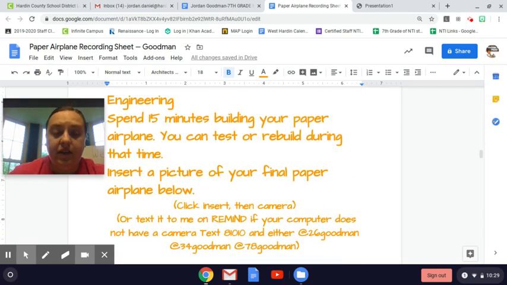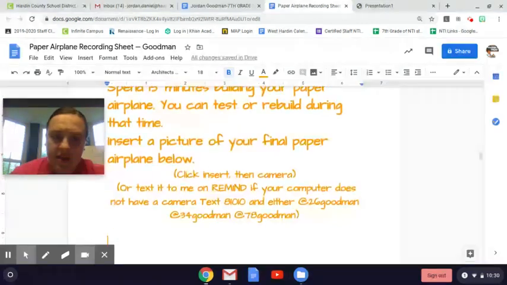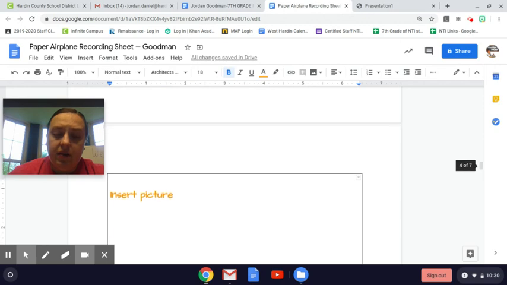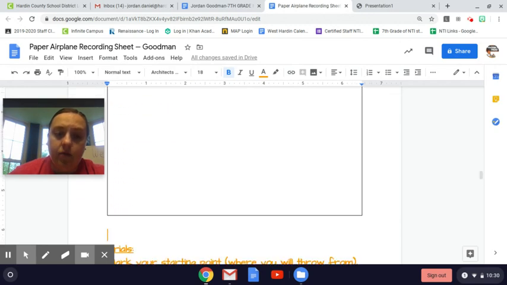It says spend 15 minutes building your paper airplane. You can test it or rebuild it during that 15-minute time period, just like we would if we were in class. Insert a picture of your final paper airplane below. Click insert and then camera. If you have a Chromebook, you can do that. If not, you can text it to me on Remind, or you can take a picture with your phone and email it to me. You can also email it to yourself and insert it in the document. Any of that works. So there's a place for your picture.